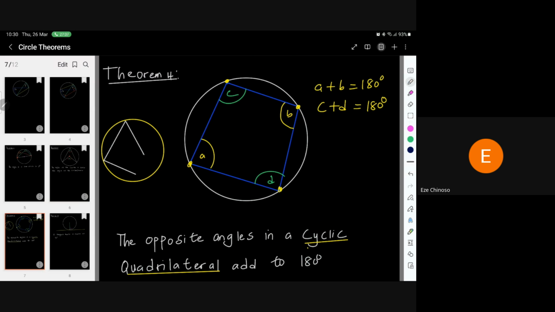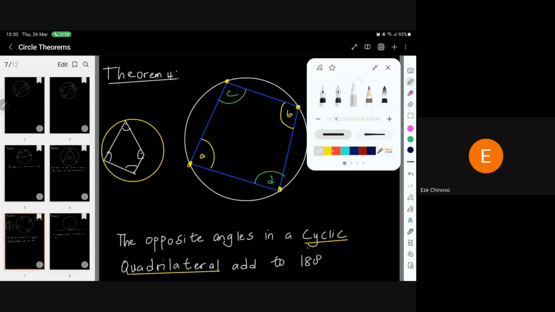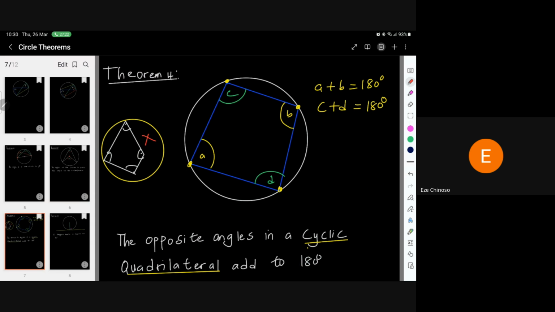Okay, so let's have this. 1, 2, 3, 4. You can see that there's an angle here, there's an angle here, there's one here. But you cannot use that theorem here. Why can't you do that? Because it's not touching. They are not touching the circumference of the circle.